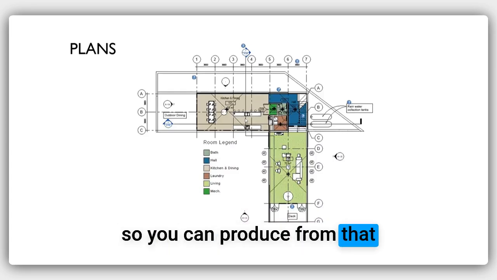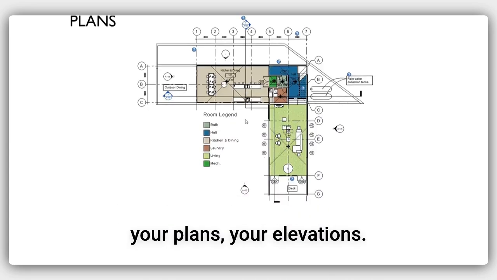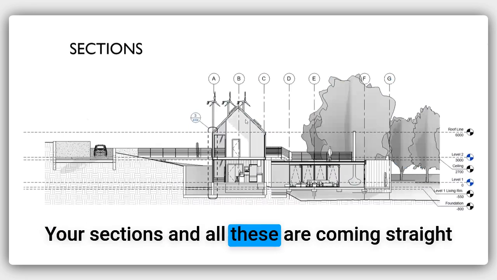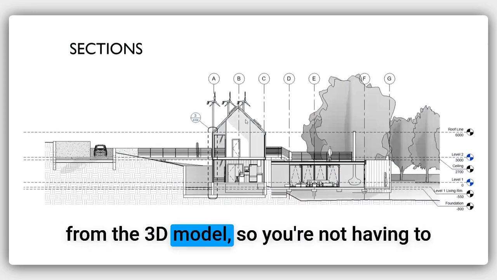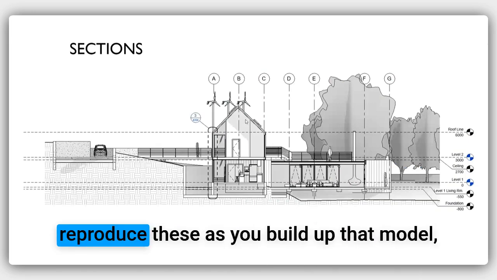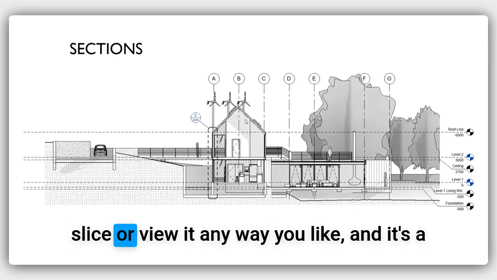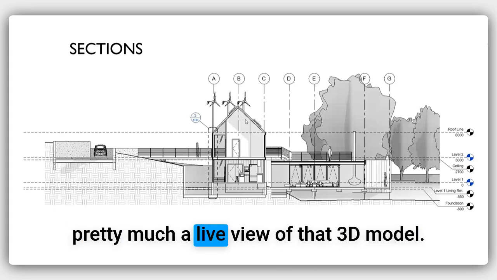There's kind of smarts behind that, and I'll get into that a bit more later on. So you can produce from that your plans, your elevations, your sections, and all these are coming straight from the 3D model. So you're not having to reproduce these. As you build up that model, you can then choose to cut that model or slice or view it any way you like. And it's pretty much a live view of that 3D model.